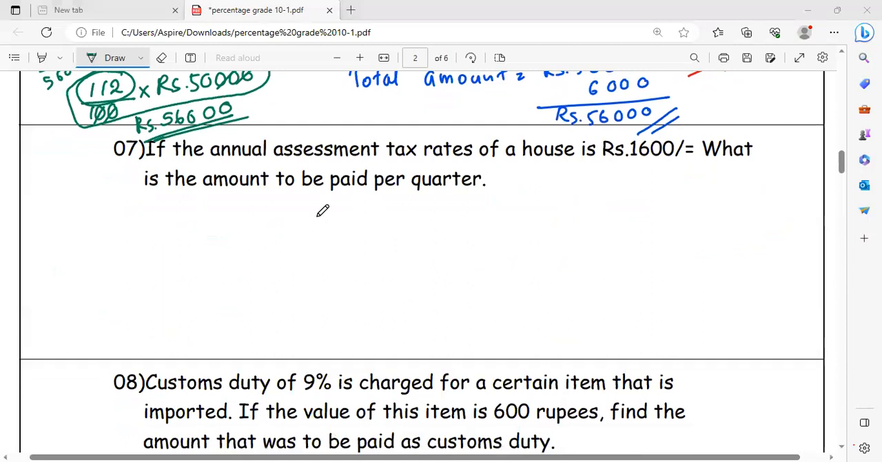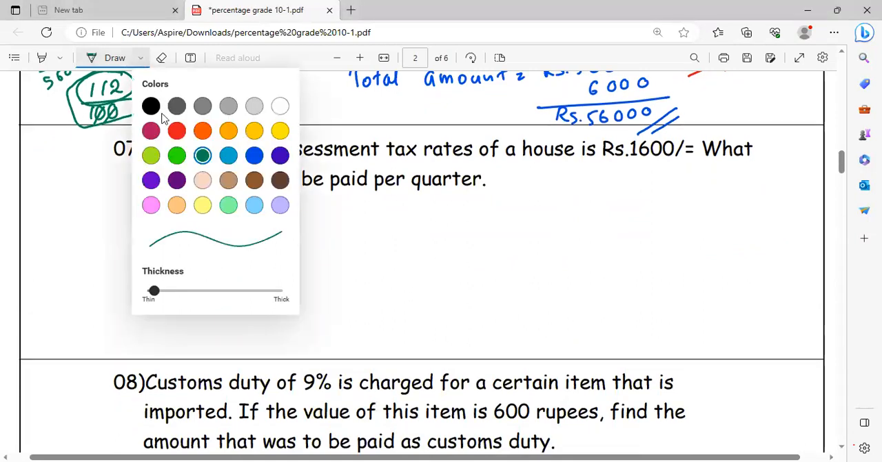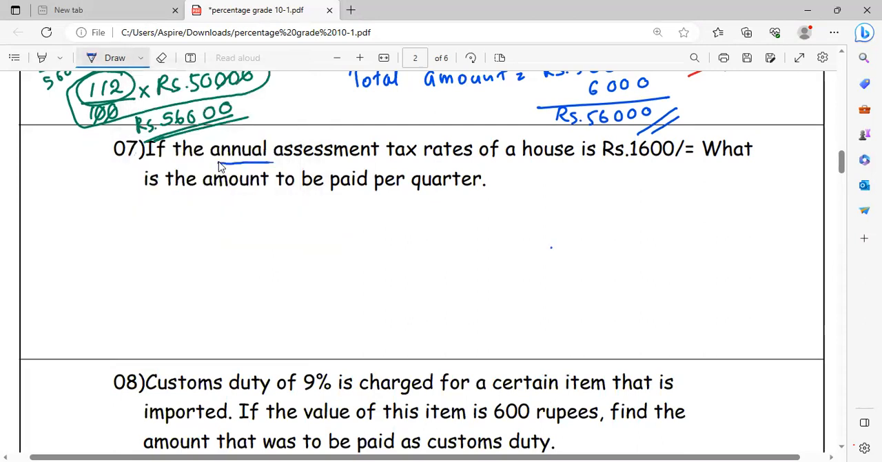Okay, 7th question. If the annual assessment tax rates of a house is 1,600, what is the amount to be paid per quarter? How do we find this one? Actually, this is very easy.